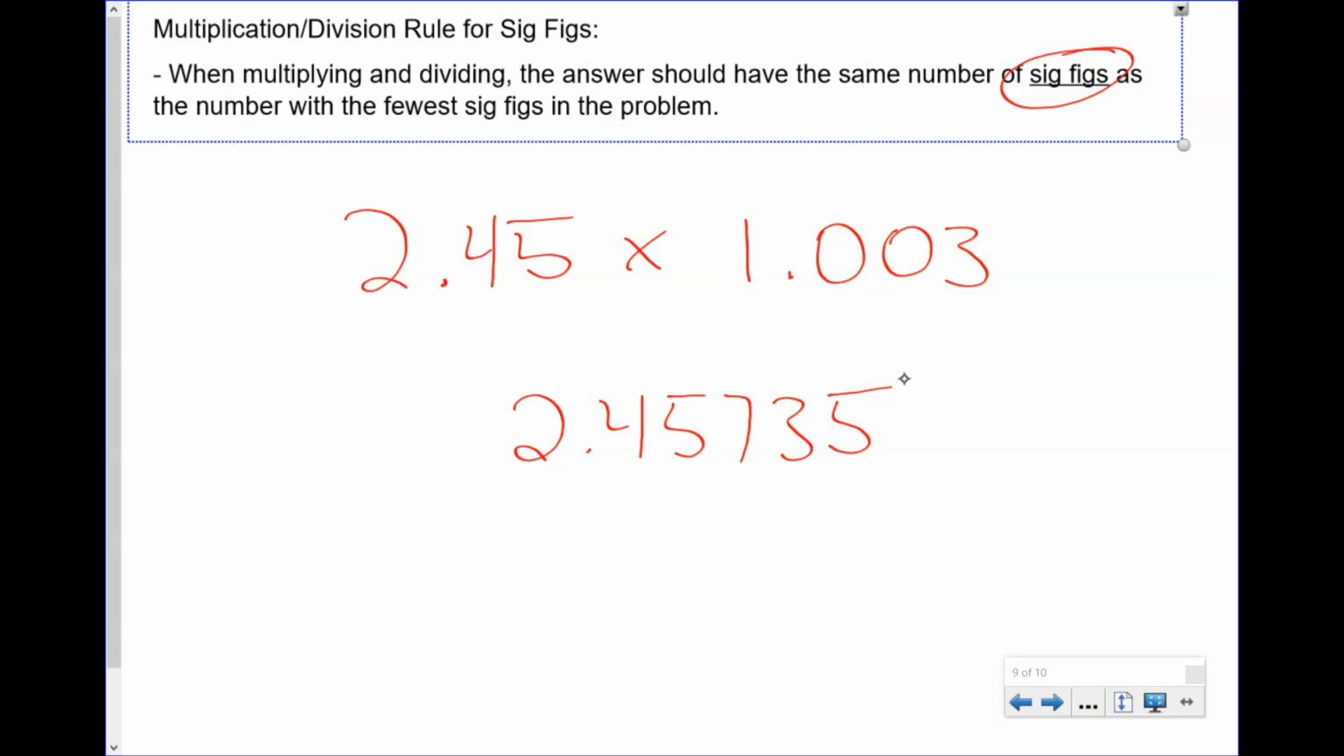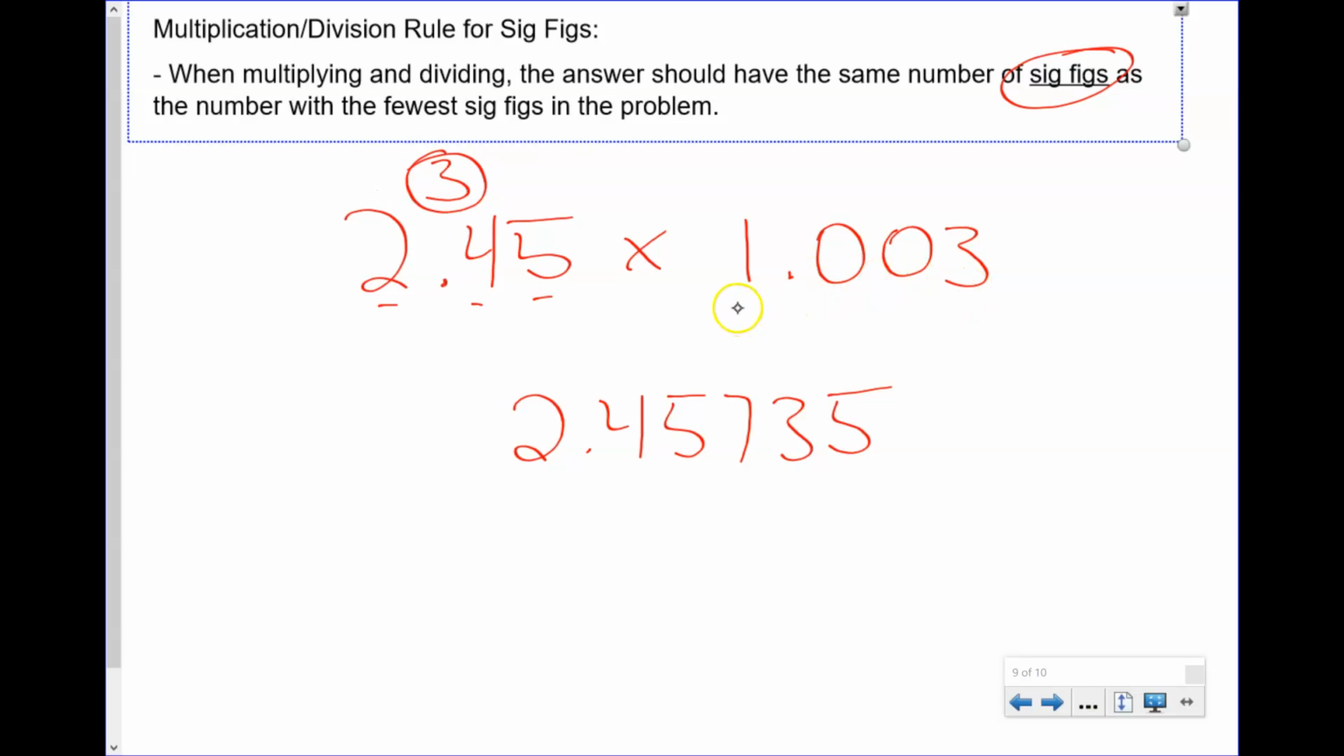Okay, so if we were doing this in lab, somebody would ask me, well, how many decimal places should I round our answer to? Well, now you know this rule for multiplication and division. It says that our answer should have the same number of sig figs as the number with the fewest in the problem. So when I go back up and look at the numbers in my problem, 2.45, each one of those numbers is significant, so that number has 3 sig figs.